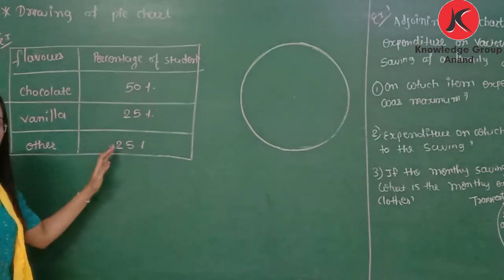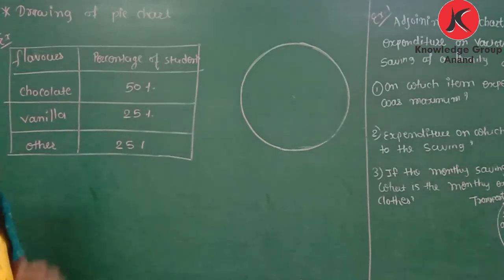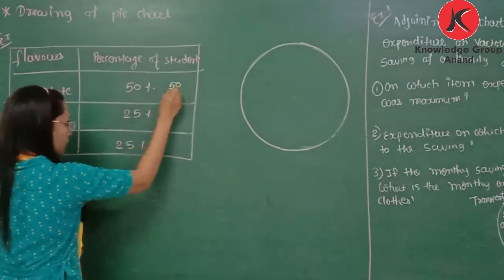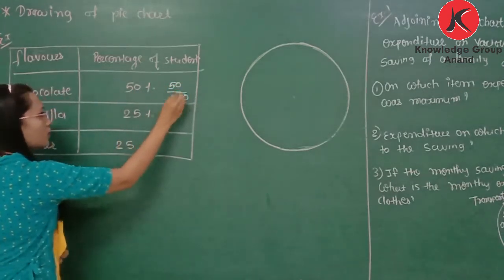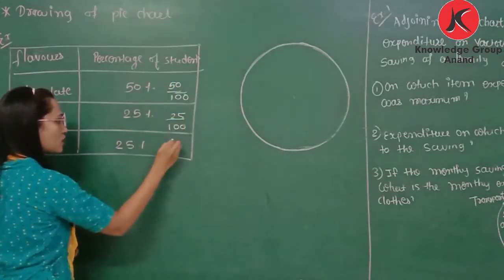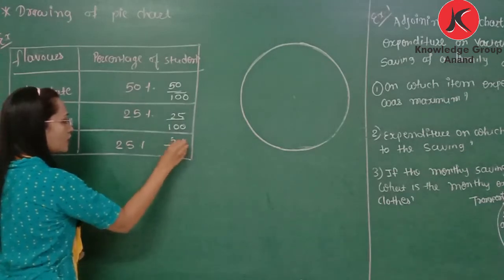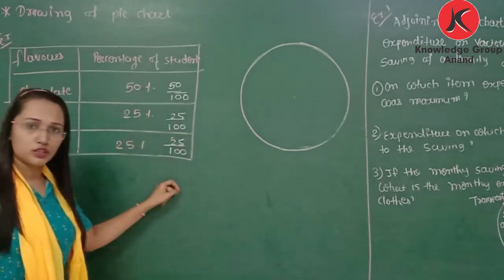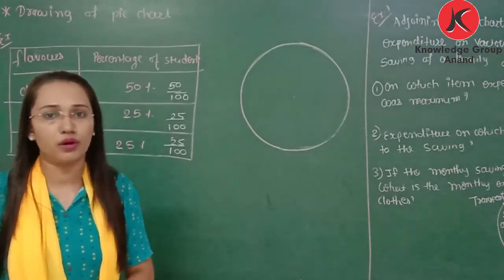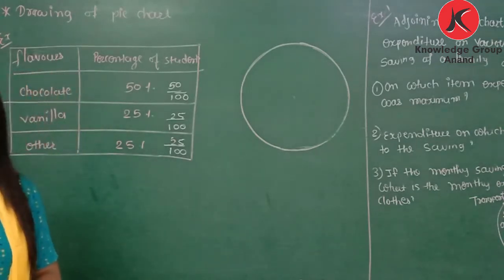Okay, what is this percentage? Percentage is always calculated from 100. So from 100, it represents 50. From 100, 25 students and from 100, 25 students. Now, this is the fraction form, so we can find the simplest form. So, whenever this kind of data is given, you need to find the fraction of the given data.